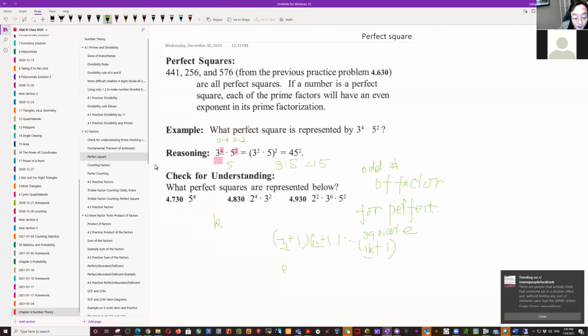That's counting positive factors; we are not counting the negative factors. If you count both positive and negative, it's always going to be even, because if you double the odd, it's going to be even. So here we are only counting the positive factors.